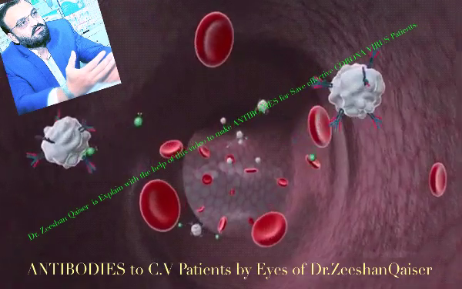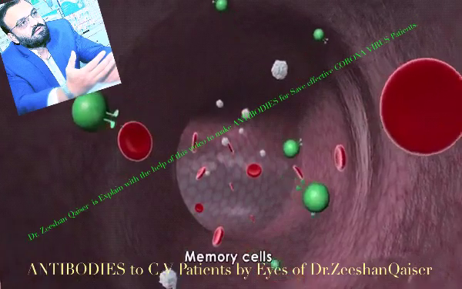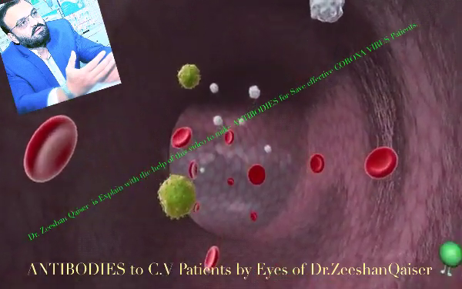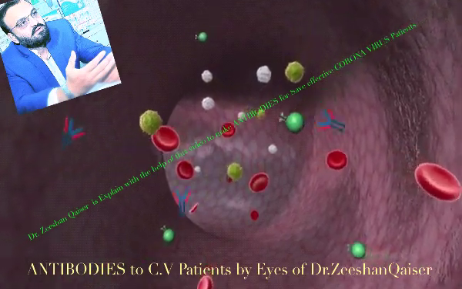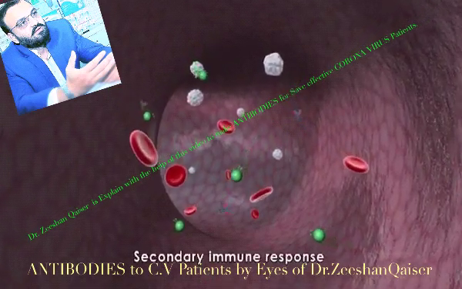Along with antibodies, memory cells are also produced and are stored in bone marrow. If antigens invade again, memory cells will recognize them and quickly produce antibodies to combat them. This is a secondary immune response.